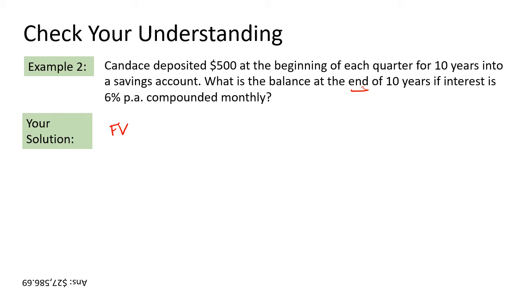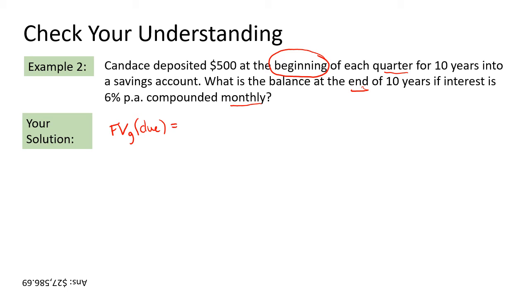And next, you'll notice that she made her deposits quarterly, but interest is compounded monthly. So that means it's a general annuity. But payments were at the beginning of each quarter. So that makes it a general annuity due. That's kind of how you can reason through these questions to figure out which one you're dealing with.